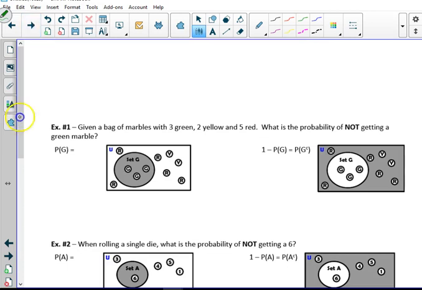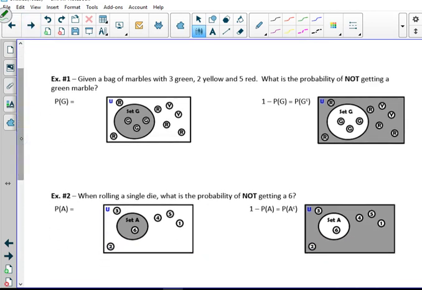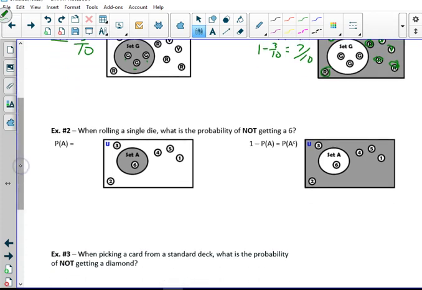So, given a bag of marbles with 3 green, 2 yellow, and 5 red. First off, always total up: 5, 6, 7, 8, 9, 10. There are 10 marbles in the bag. So, what's the probability of not getting a green marble? First, find the probability of green: 1, 2, 3 out of 10. Then you do 1 minus 3/10, which is 7/10. Or, you can just count 1, 2, 3, 4, 5, 6, 7.